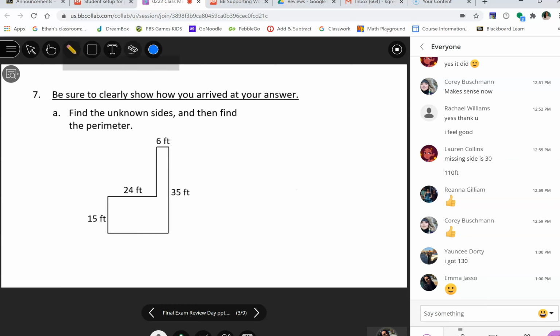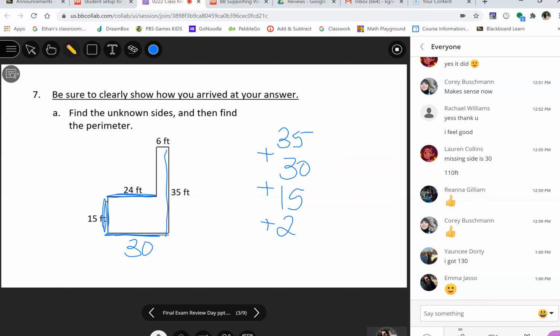Okay, I'm actually going to put this in my calculator now. So 35 plus, this side was 30, right? So I'm going to add 30 on my calculator plus 15 plus 24 plus, did we say that side was 20? I think it was, yes, 20 feet. Plus 20 plus this little one up there, 6. Let me add all that on my calculator just to be sure. So 35 plus 30 plus 15 plus 24 plus 20 plus 6. Oh, it is 130.